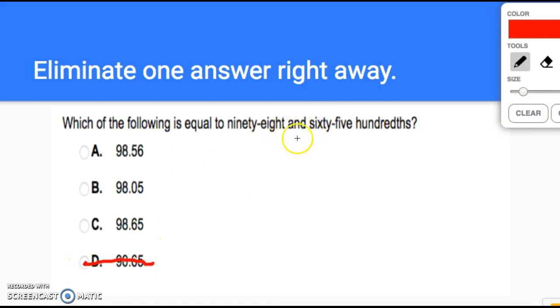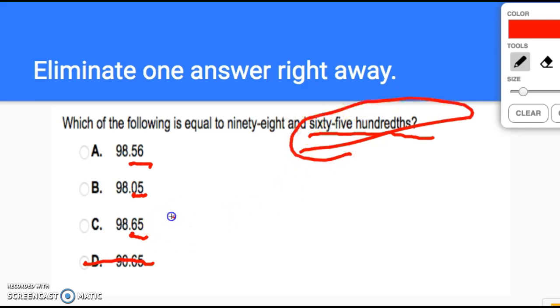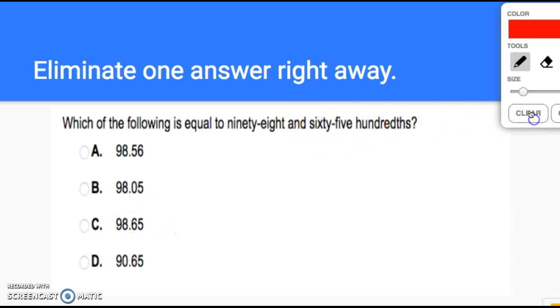Now let's go back and look at the rest of the problem, because everything in front of the decimal is the same, 98 and. We're looking behind it, 65 hundredths. Here I have a 56. Here I have a 5. And there I have a 65. Reading this, this becomes 56 hundredths. This becomes 5 hundredths, and this one is 65 hundredths. And in checking my answer, I'm looking for the 65 hundredths. Therefore, C is the best answer on that one.